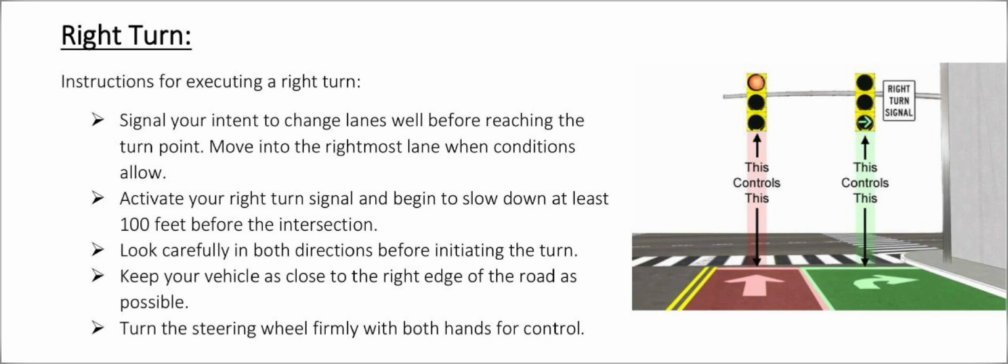Signal your intent to change lanes well before reaching the turn point. Move into the rightmost lane when conditions allow. Activate your right turn signal and begin to slow down at least 100 feet before the intersection. Look carefully in both directions before initiating the turn. Keep your vehicle as close to the right edge of the road as possible. Turn the steering wheel firmly with both hands for control.